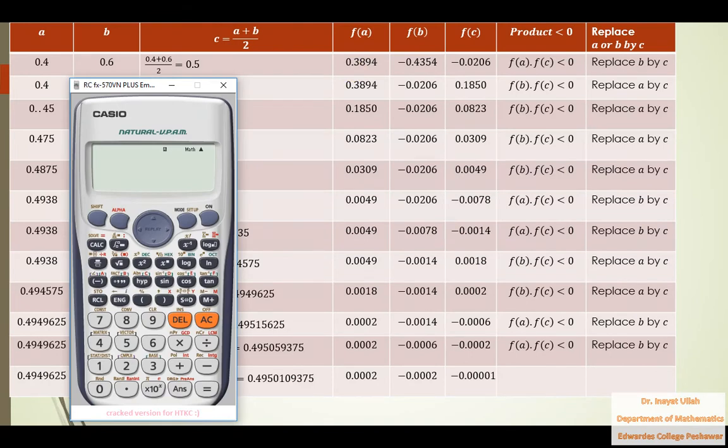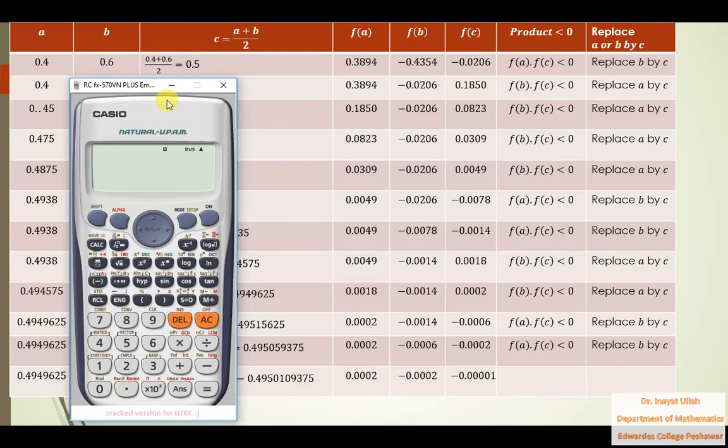Now this table is constructed. We see that the first column represents the values of a, the second column is for b, the third column is for c, and these are f of a, f of b, and f of c. And this column is about the product, which of these two products is less than 0. And the last column is where we need to replace a or b by c. One of these two, a or b, will be replaced by c.